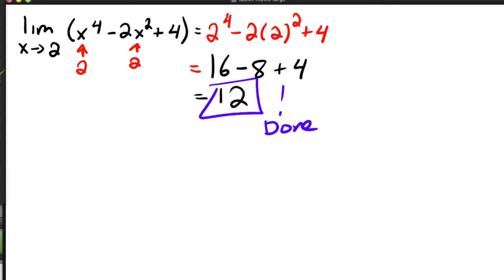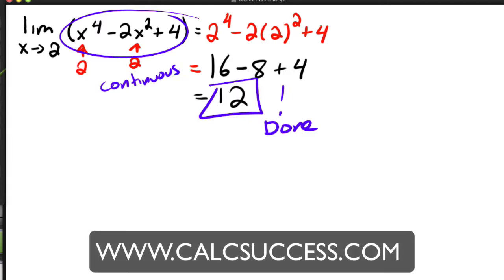Because essentially what happened is this guy is a continuous function. And when you plug it in, that means that's it. You're done. So the value of the function at 2 is equal to the limit.